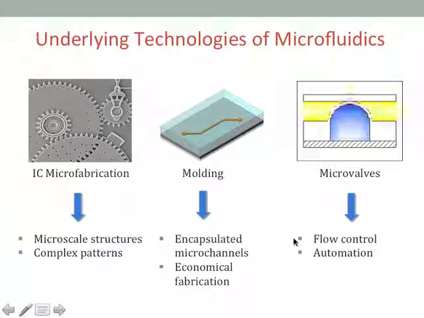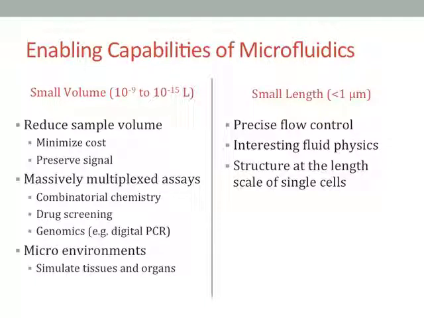And so what does this really mean for life sciences? Well, these capabilities give you two things you can do. One is you can work with small volumes of samples. If you work with small volume samples, you minimize costs, you can potentially preserve signal, and this is good for large multiplex arrays. So if you're doing combinatorial chemistry, drug screening, or genomics, where you want lots and lots of reactions, hundreds and thousands, even millions of reactions, that you need to do on a single sample, this is really good.